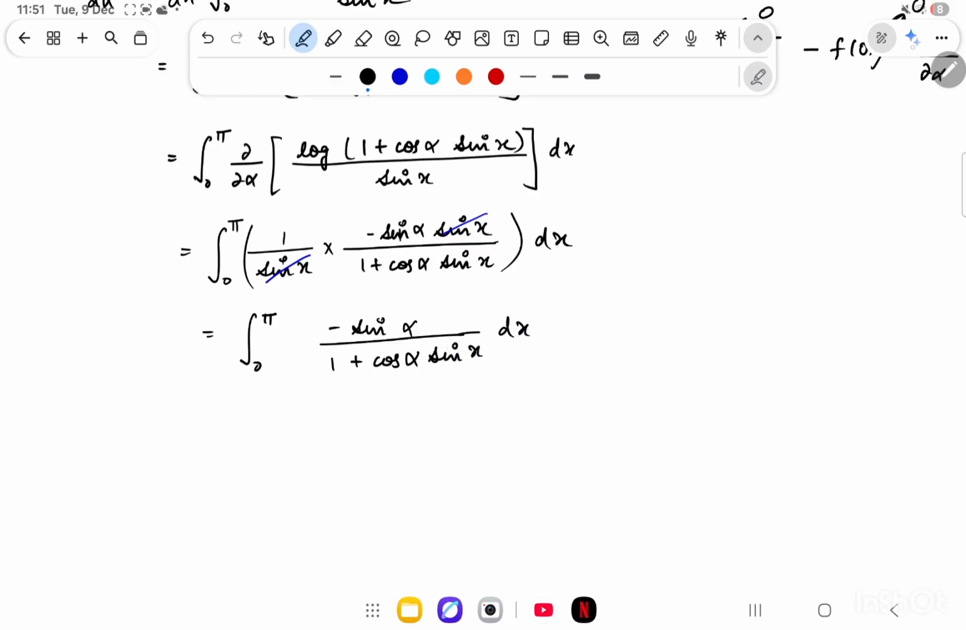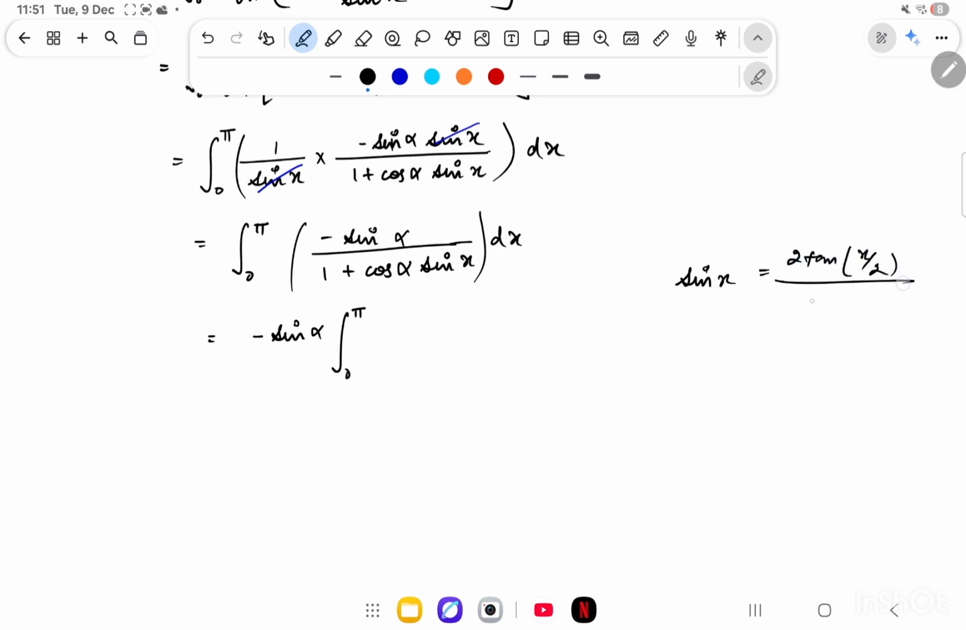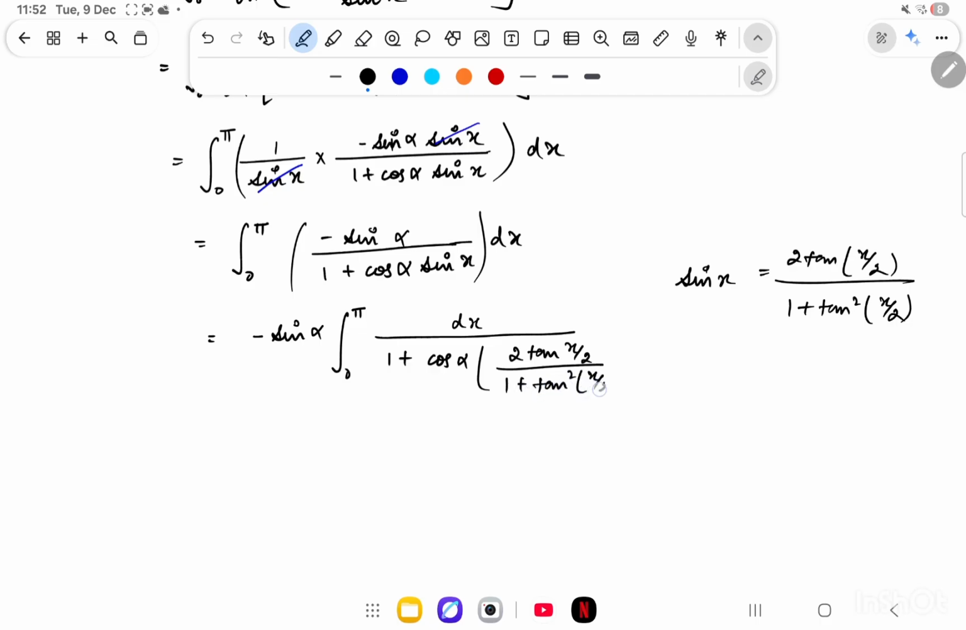Now this sin alpha will act as constant since we are integrating with respect to x, so I can pull out minus sin alpha outside, 0 to pi, and I can substitute sin x as 2 tan x by 2 divided by 1 plus tan square x by 2. So it simplifies to dx divided by 1 plus cos alpha times 2 tan x by 2 divided by 1 plus tan square x by 2.